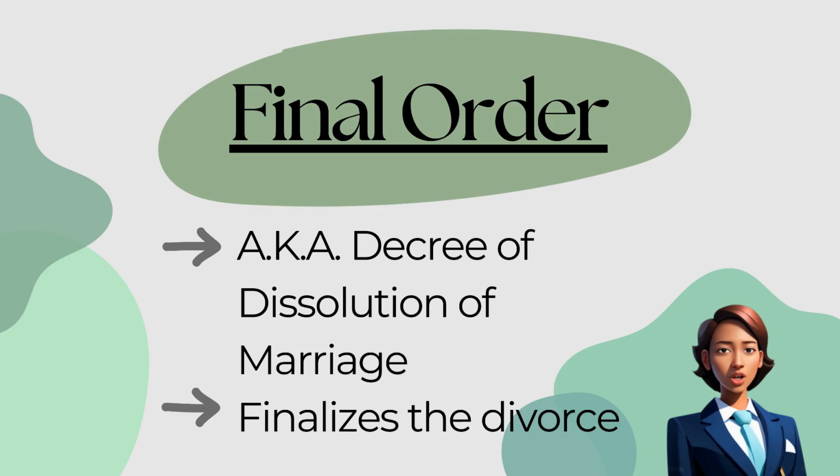If you don't need to go to trial, you still need to go to court for a hearing to get the final order, also known as the Decree of Dissolution of Marriage. Once all issues are resolved, the judge signs the final order, which finalizes the divorce and outlines the terms you agreed on or that were decided by the court.